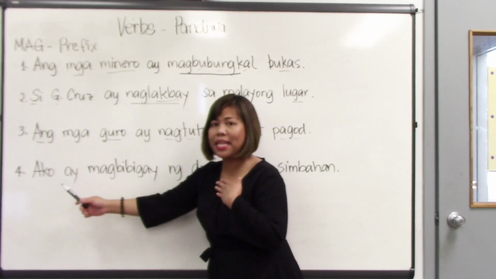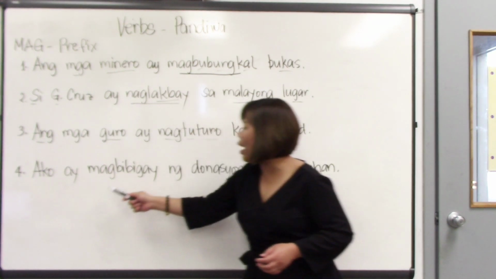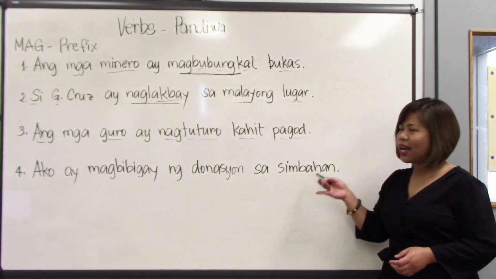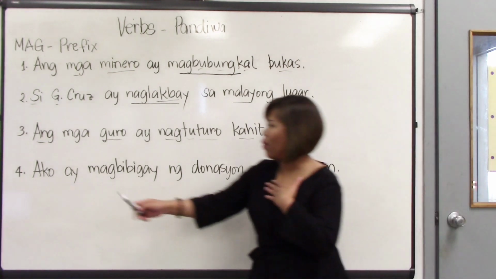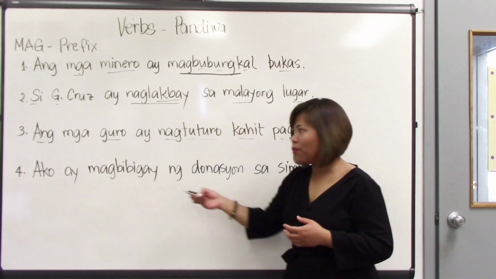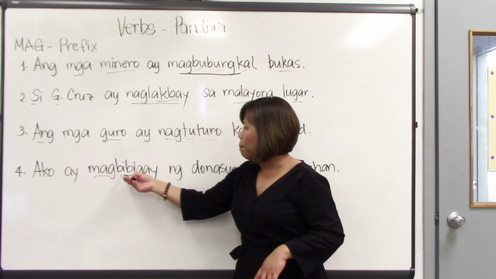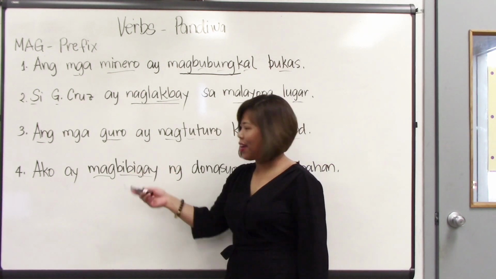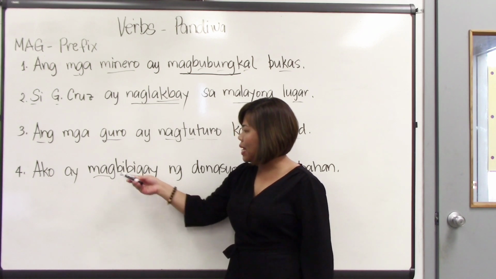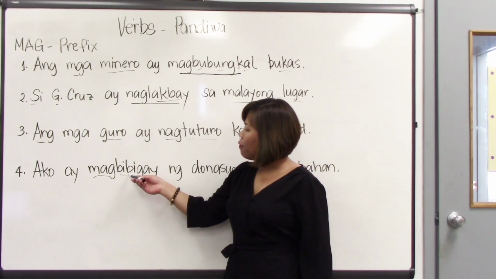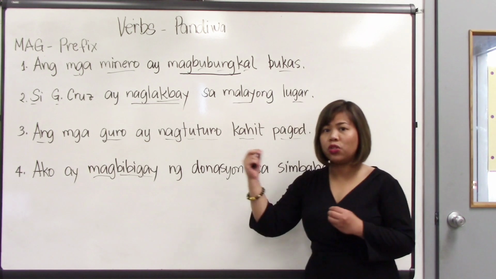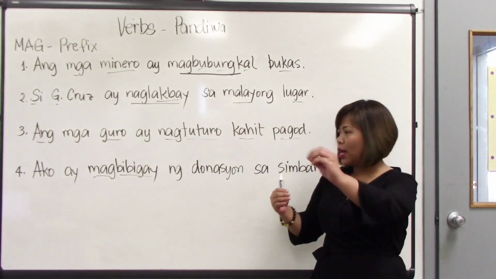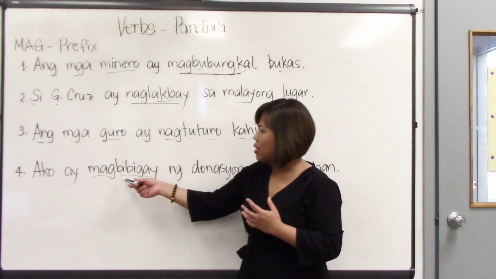Ako, me, I. Ako ay magbibigay ng donasyon sa simbahan. Ako means I. So this is our verb here. Magbibigay. What is the tense? Future, right? Mag and then bi, the first syllable of the verb bigay. Bigay means to give. So magbibigay means will give. So this is in the future.